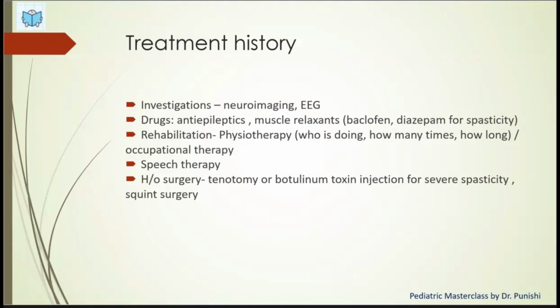Along with that, find out whether the child is also receiving occupational and speech therapy, and whether there's any history of surgery. So, what surgeries would a child with CP need? Tenotomy or botulinum toxin for spasticity, or maybe squint surgery. Those are the two common surgeries that these kids require.